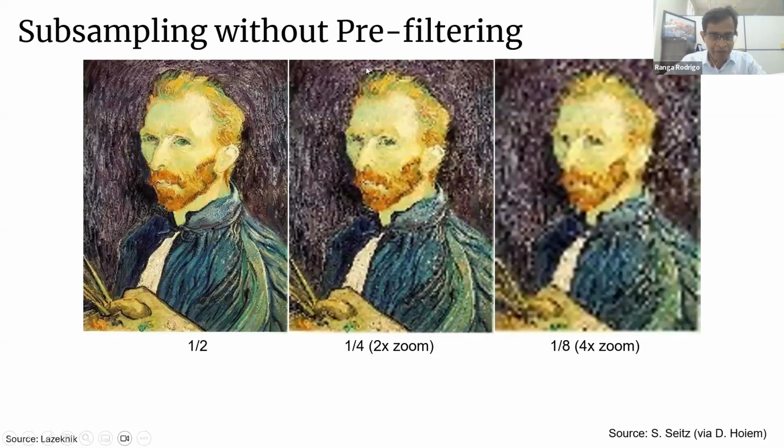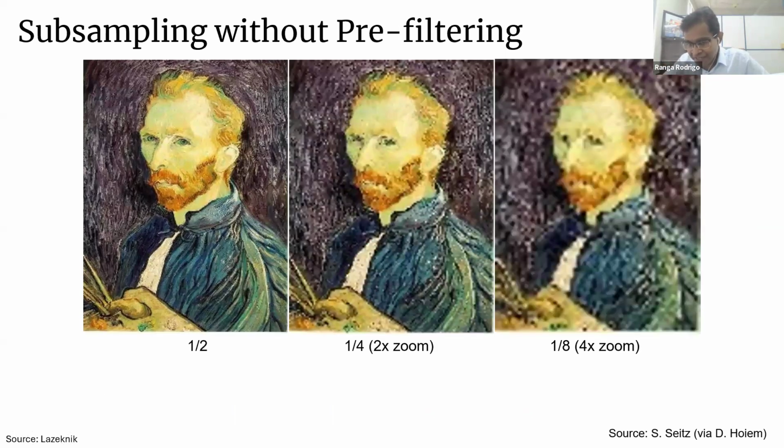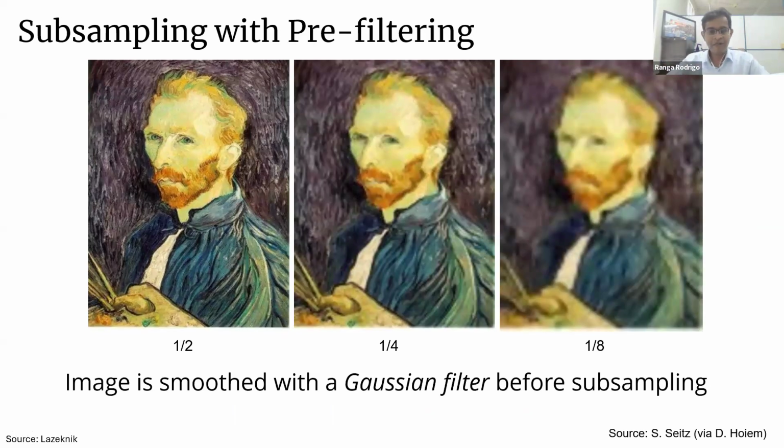So you can see subsampling if you don't filter it beforehand. Crazy things can happen here, right? You can see the crazy things aliasing has done. But if you do some smoothing before you subsample, it may not look good, but it doesn't contain incorrect information. So this is what you need to do.